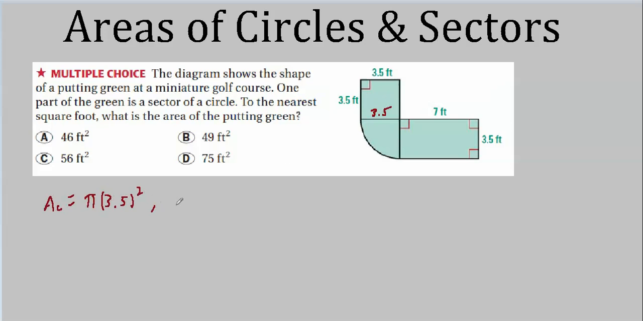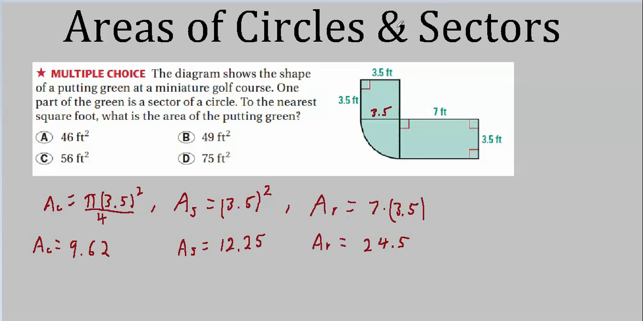Now we have an area for a square here, and that's going to be 3.5 squared. The rectangle, that's easy too. Area of the rectangle is just 7 times 3.5. Oops. That looks better. Now if we add all these up, we'll have the whole area. I don't know about you, but I'm going to use my calculator for this one. So we lay these all out.